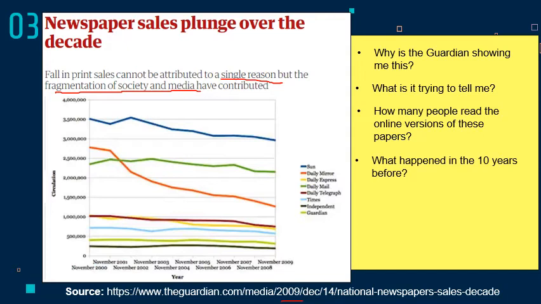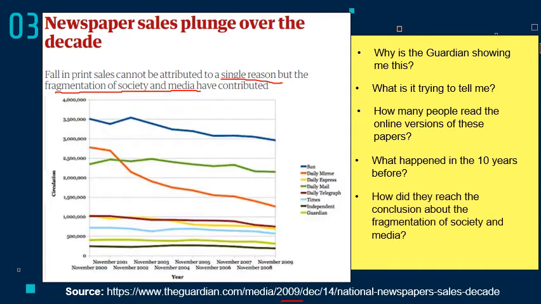What happened in the 10 years before that? Was it always declining, or was it pretty steady, or was it increasing in the 90s? Who knows? And lastly, how did they reach this conclusion about the fragmentation of society and media? Is this journalist, is this author trying to push a story or trying to convince me of the way he sees the world, or do they actually have some data that they're not showing here?